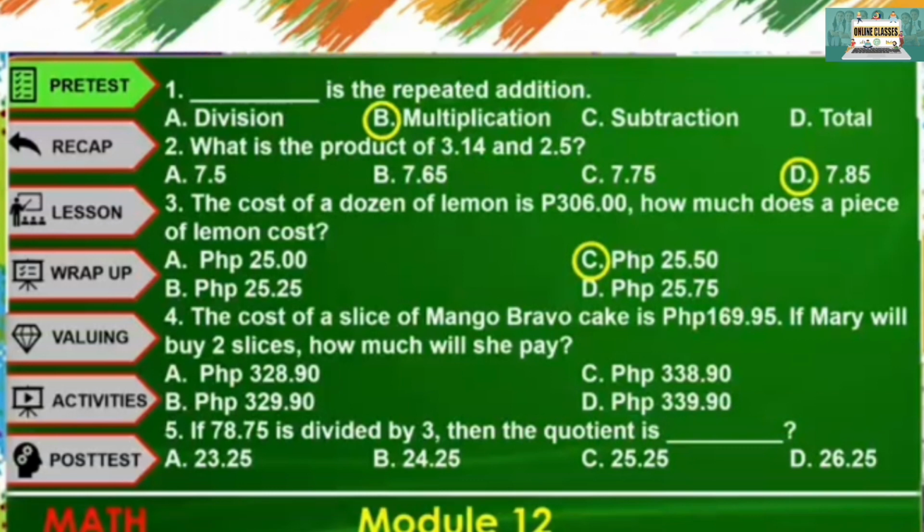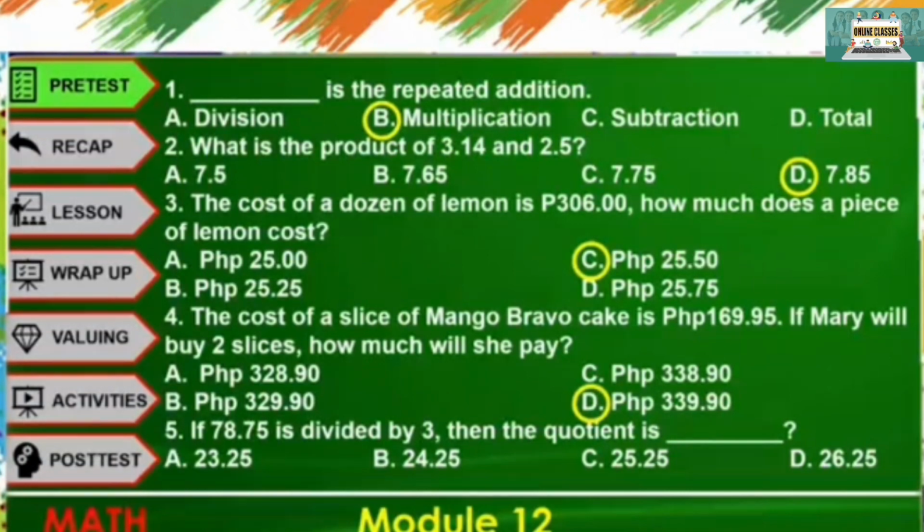Number 4. The cost of a slice of a mango bravo cake is 169 pesos and 95 centavos. If Mary will buy 2 slices, how much will she pay? A. 328 pesos and 90 centavos. B. 329 pesos and 90 centavos. C. 338 pesos and 90 centavos. D. 339 pesos and 90 centavos. The correct answer is D. 339 pesos and 90 centavos.